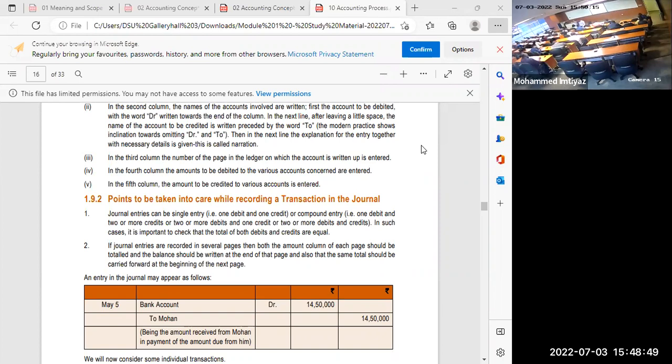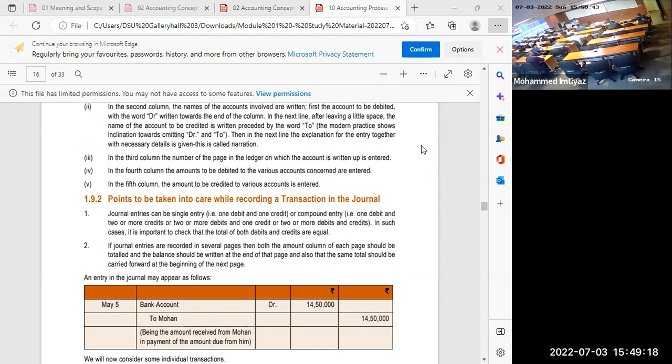You tell me now, what's the entry? Cash account debit, how much? 5 lakhs. The business receives 5 lakhs, right? Cash comes in. According to the real account rule, debit what comes in. Cash has come in, so cash account debit 5 lakhs.